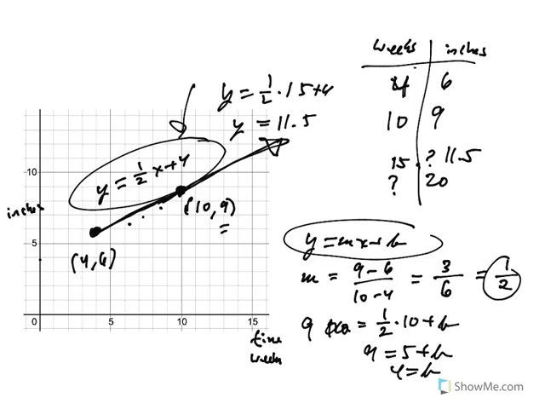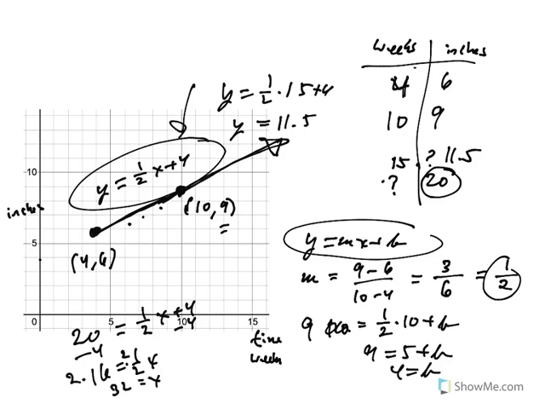Or I can predict when it will reach 20 inches by putting 20 in place of the y value. Subtract 4 from both sides. 16 equals 1/2 x. I like to multiply both sides by 2. And I found out that in 32 weeks, it will be 20 inches tall. So that's a good use of science. You collect data, you analyze the data to create an equation, then you use the equation to predict.